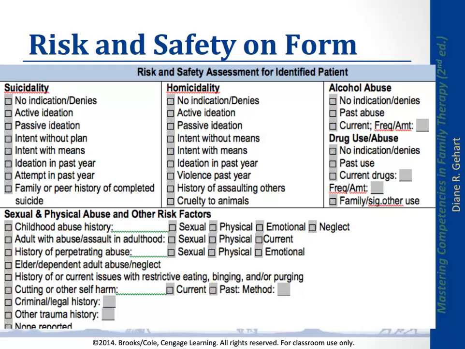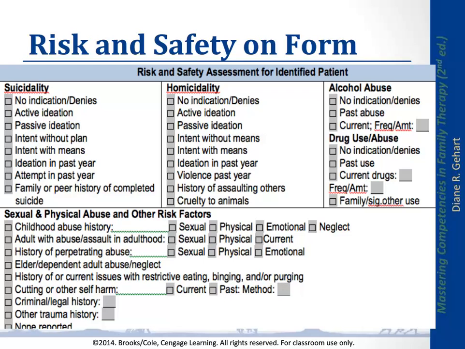So here you have the risk and safety on the form, and you can see there's a section for identifying suicidality and the various variations of that, and these are different risk factors. So active ideation versus passive, having means or plan, having attempts in the past year, having other people, peers or family with a history of a completed suicide. Those are real significant to know about. And then you have a similar list for homicidality. And then for alcohol and substance abuse, indicating whether there is use and or abuse.